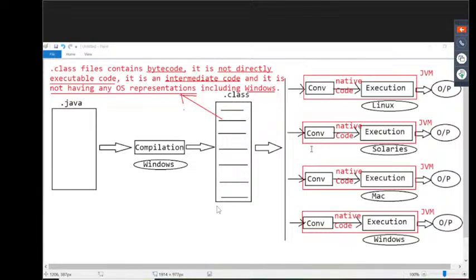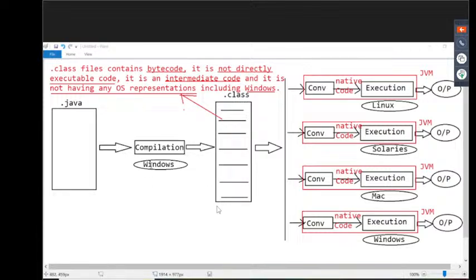Understand it now. But understand the magic here. For compilation we have used Windows. For execution also we have used Windows. But still we required a converter. Still we required what there? JVM to execute our program on the same Windows operating system. Understand my point or not?